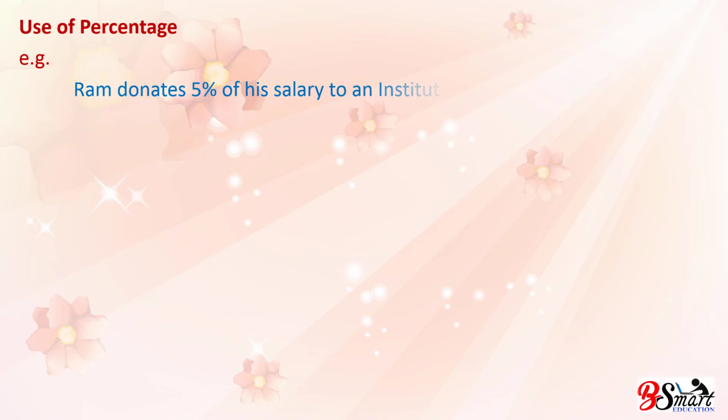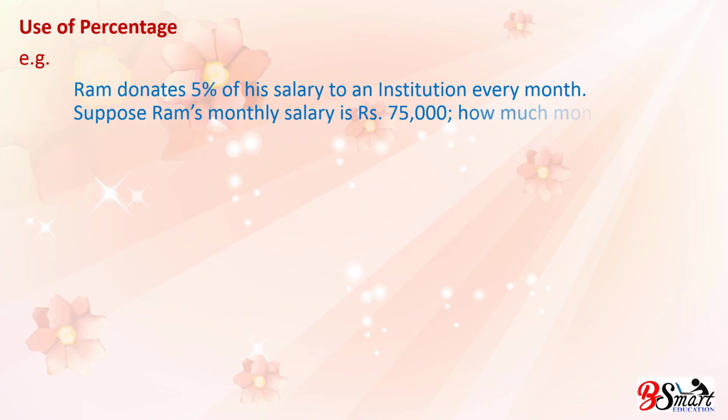Use of percentages. Converting percentages to how many, consider the following example. Ram donates 5% of his salary to an institution every month. Suppose Ram's monthly salary is 75,000 rupees. How much money does he donate every month?